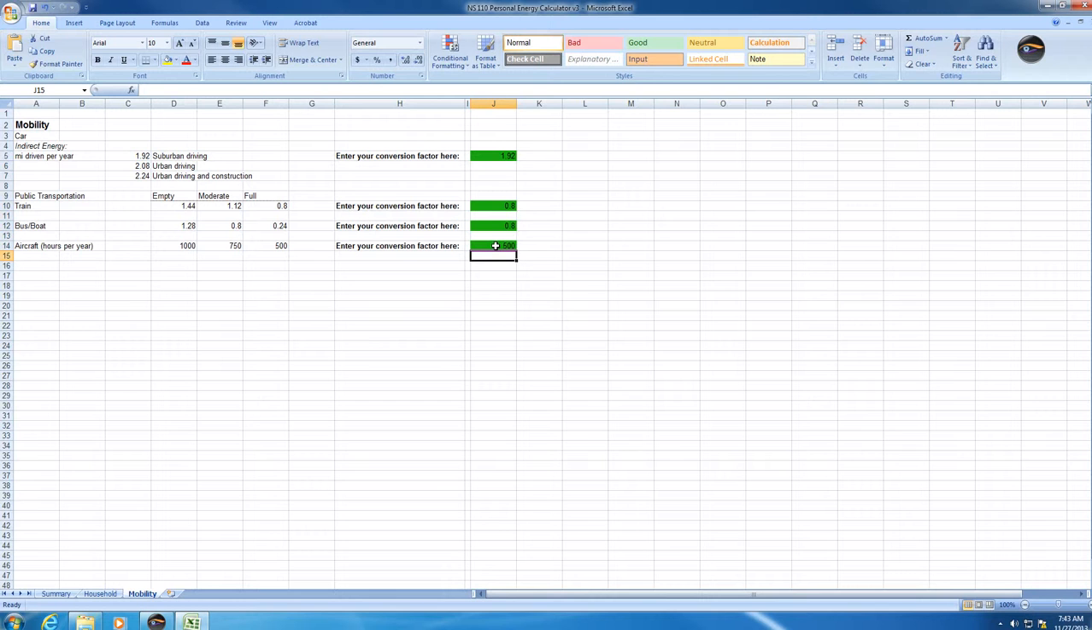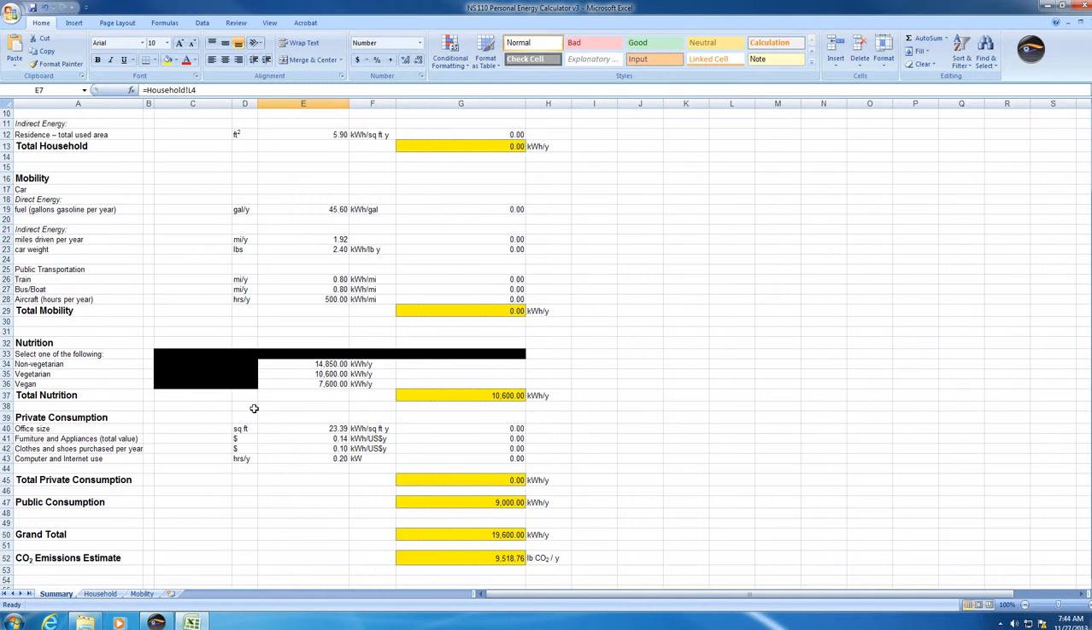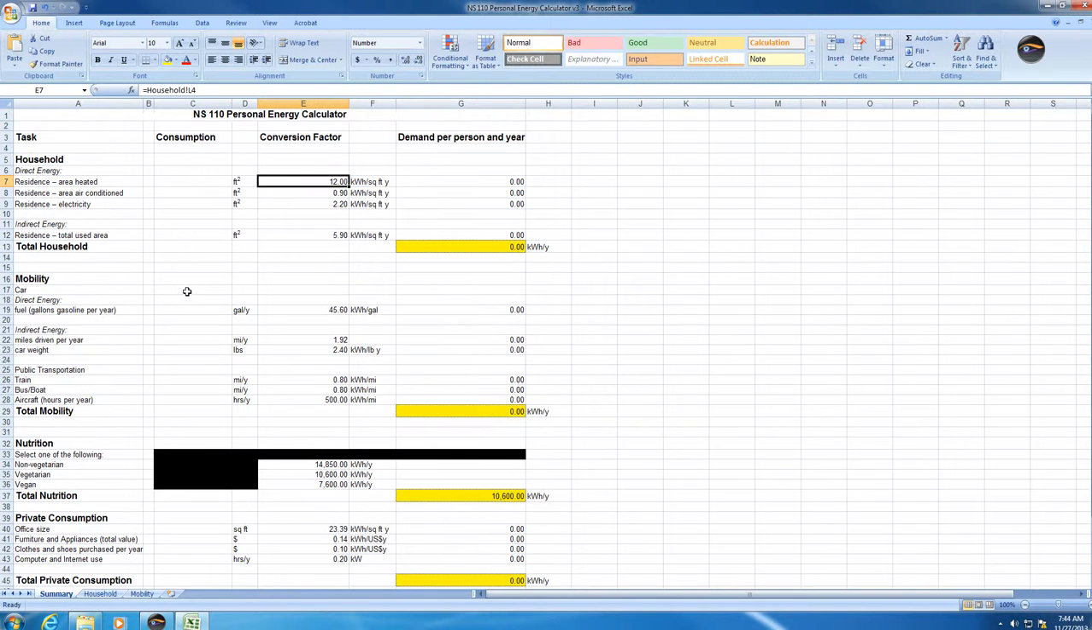Okay, now that we're back, you'll see that if we take a bus, let's say, and it's moderately full, the conversion factor is 0.8. And when we take an airplane, the airplane is always full and the conversion factor is 500. Again, if you go to the summary sheet, you'll see that these numbers were automatically entered under the mobility section. Now that we're finished entering the conversion factors, we'll go back and enter the consumption factors.